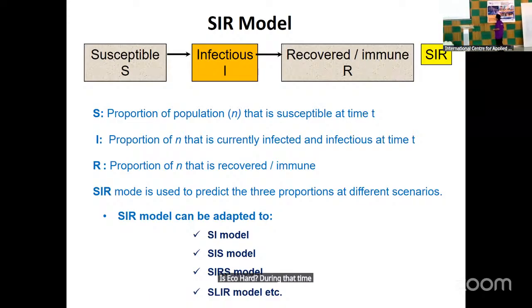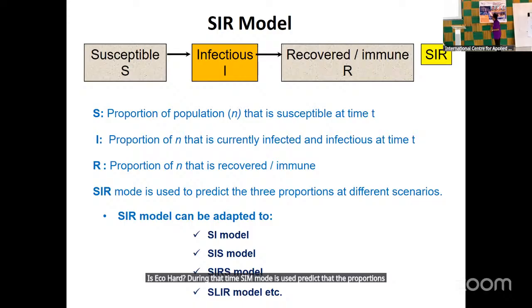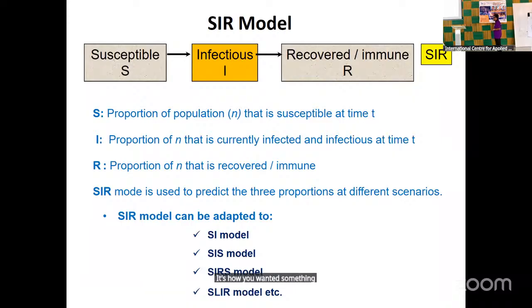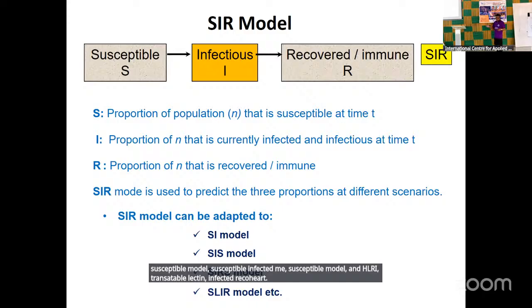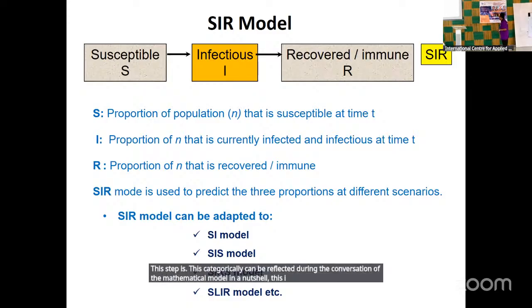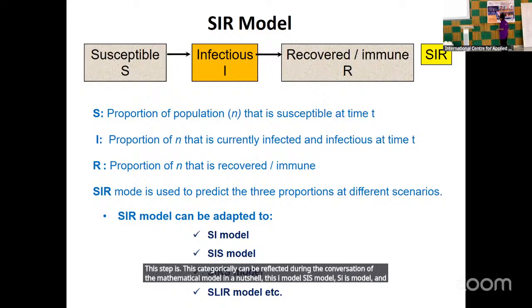The SIR model is used to predict the three proportions in different scenarios, and the SIR model can be adapted to the SI model, susceptible infected model, SIS model, susceptible infected susceptible model, SIRS model, susceptible infected recovered susceptible model, and SLIR, susceptible latent infected recovered model, etc. This can categorically be reflected during the formulation of the mathematical model. In a nutshell: SI model, SIS model, SIRS model, and SLIR model.